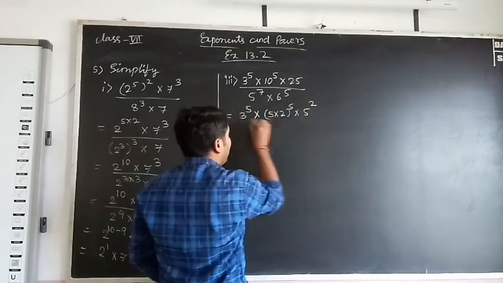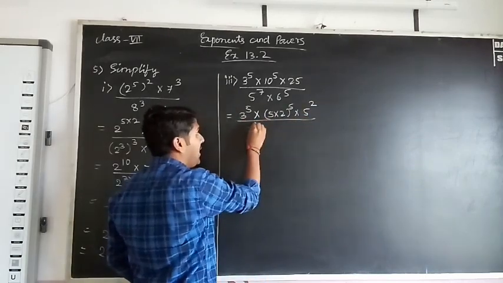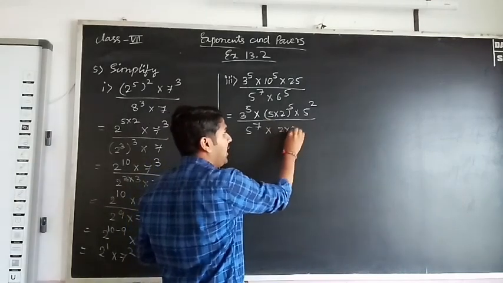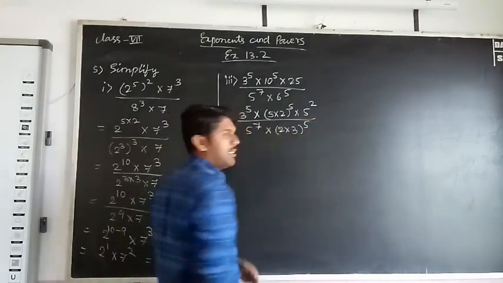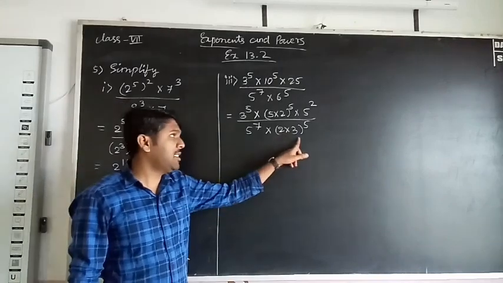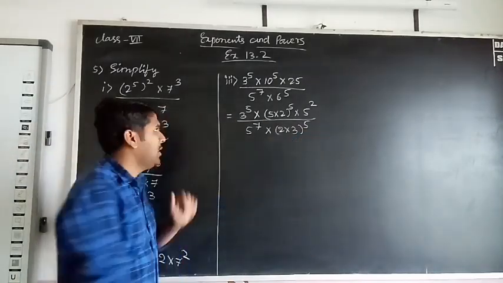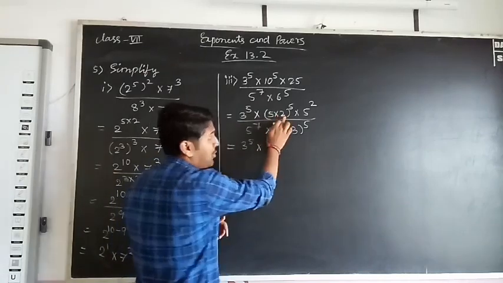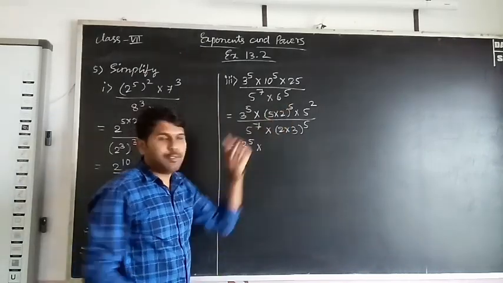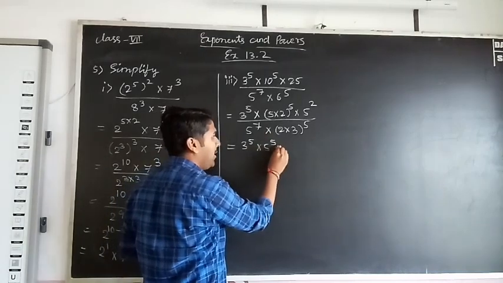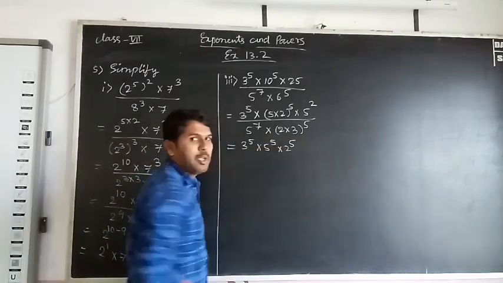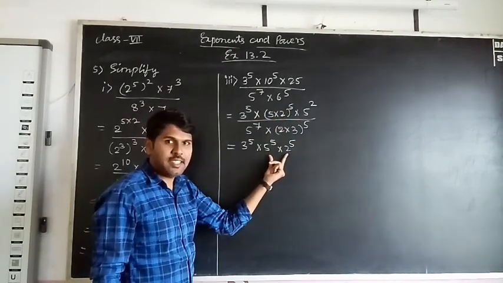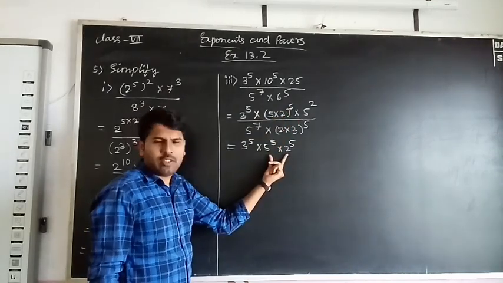5 squared divided by 5 raised to 7, as this. You can convert 6 as 2 into 3. 2 threes are 6, isn't it? So here the bases are different but the powers are same. So now 3 raised to 5 into, how to write this one? 5 raised to 5 into 2 raised to 5. Because if the powers are same, you can multiply the bases, isn't it? This is, I think, the second or third one.